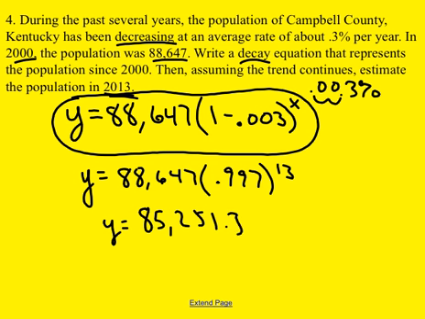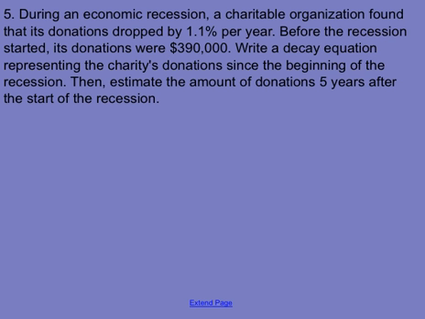Alright, so y equals 85,251.3 people. No, we're not doing decimals. So 85,251 people are in the town in 2013. So really, they lose about 3,400 people in 13 years, which is about 200 people a year, and they're freaking out about it. Well done, Campbell County. Maybe they're running out of soup. Maybe that's the problem. Who knows? Alright? So just be able to answer with efficient reasoning.